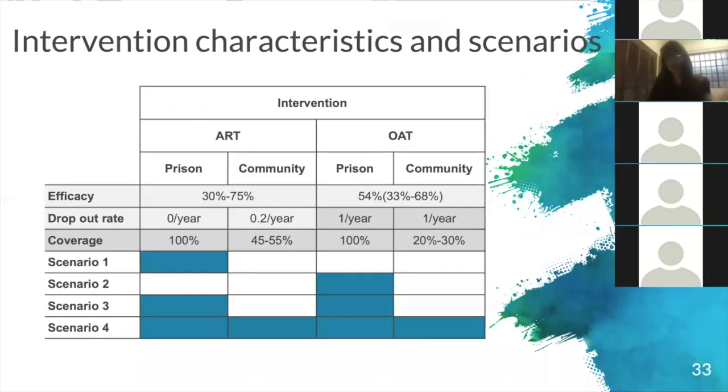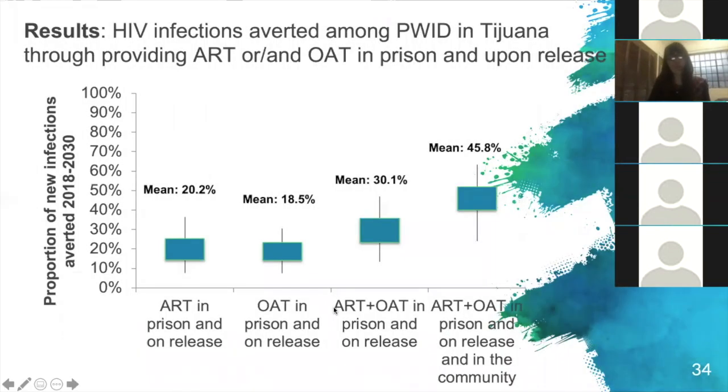So this just summarizes that for you again: the efficacy of ART and OAT on reducing transmission and acquisition respectively, the dropout rate in prison and outside for each of these interventions, the coverage inside and outside, and again, what each scenario considered. And so these are the results for the modeling.